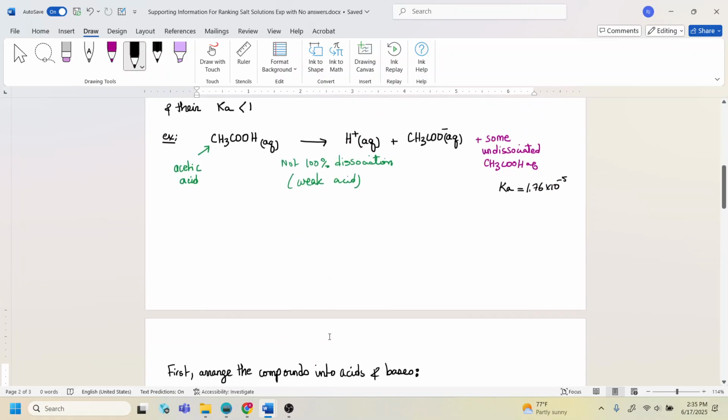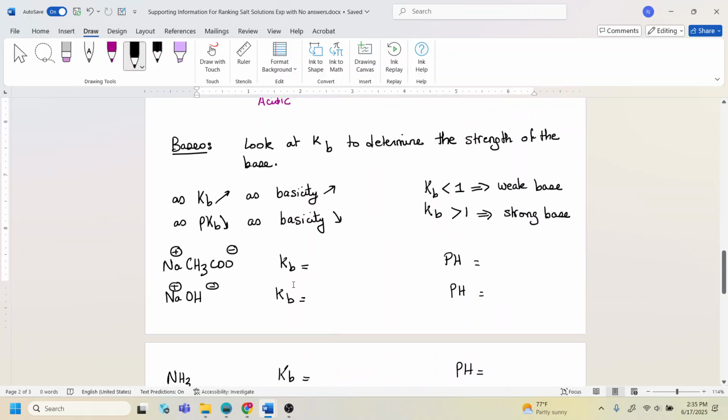For the basic solutions. Now, for the basic solutions, you guys, it's a base, right? So we no longer need to look at the acid dissociation. We're going to look at the base dissociation, which is Kb. I did not provide any table for Kb, so you're going to rely 100% on online. Go to Google in order to get the Kb for the different bases.